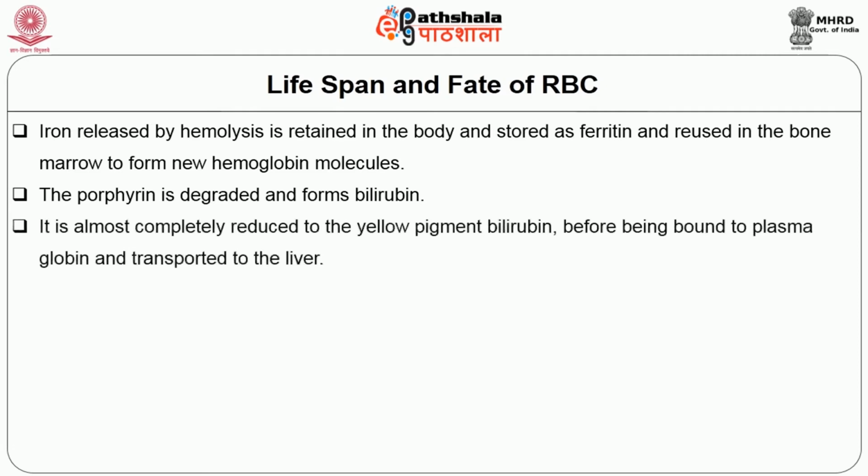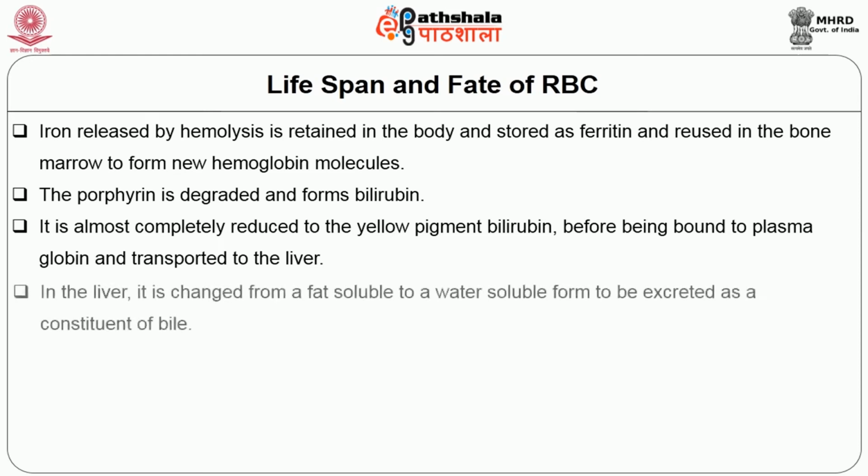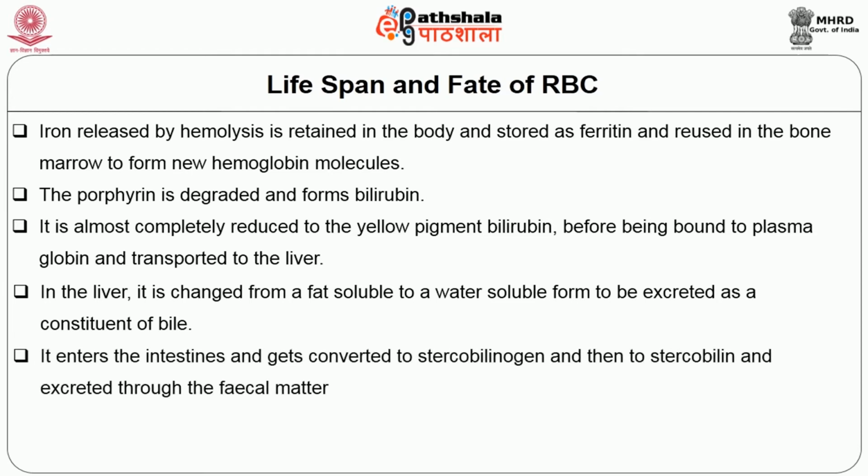It is almost completely reduced to the yellow pigment bilirubin before being bound to plasma globin and transported to the liver. In the liver, it is changed from a fat soluble to a water soluble form to be excreted as a constituent of bile. It enters the intestines and gets converted to stercobilinogen and then to stercobilin and finally excreted through the fecal matter. Part of it is absorbed through the blood and carried to the kidneys, where it is converted to urobilinogen and then to urobilin and finally excreted through the urine.